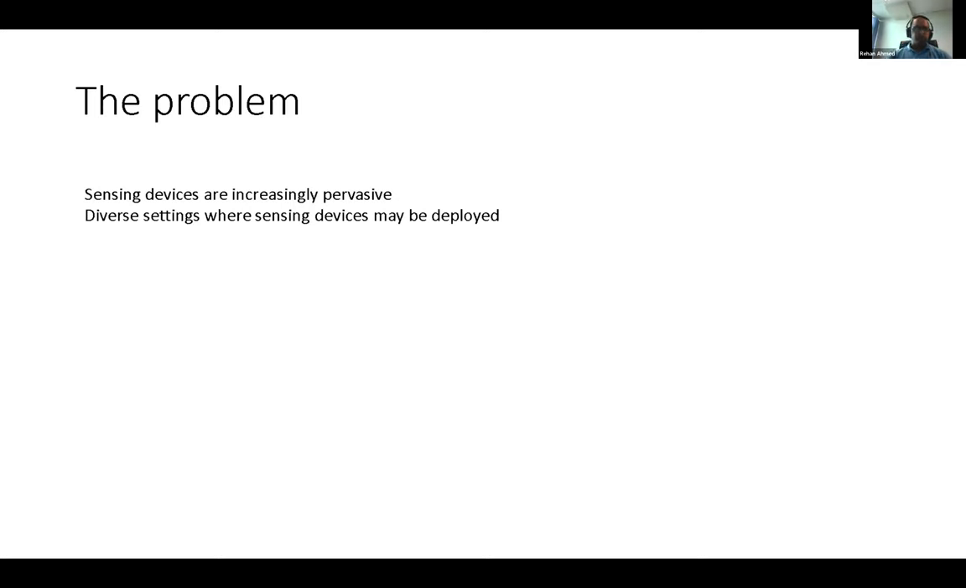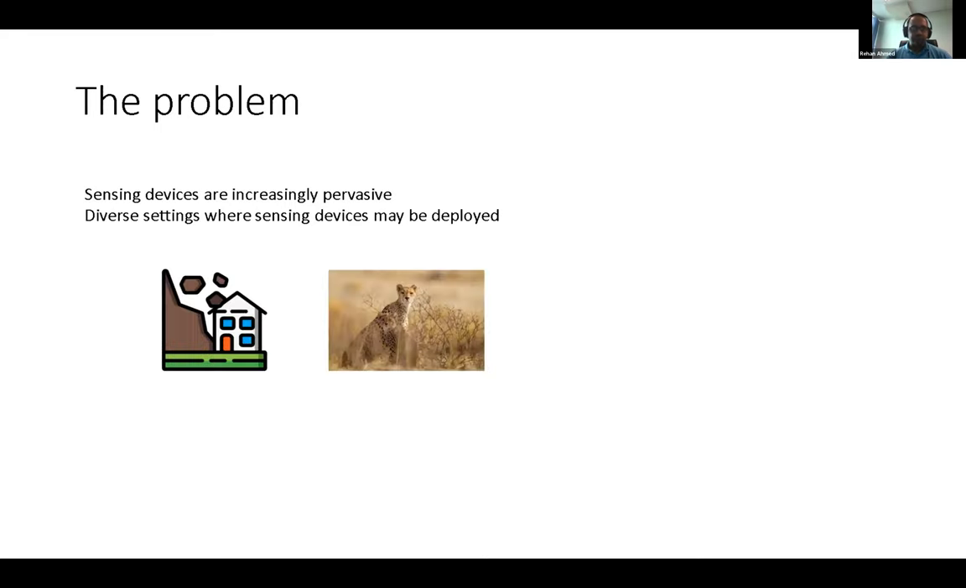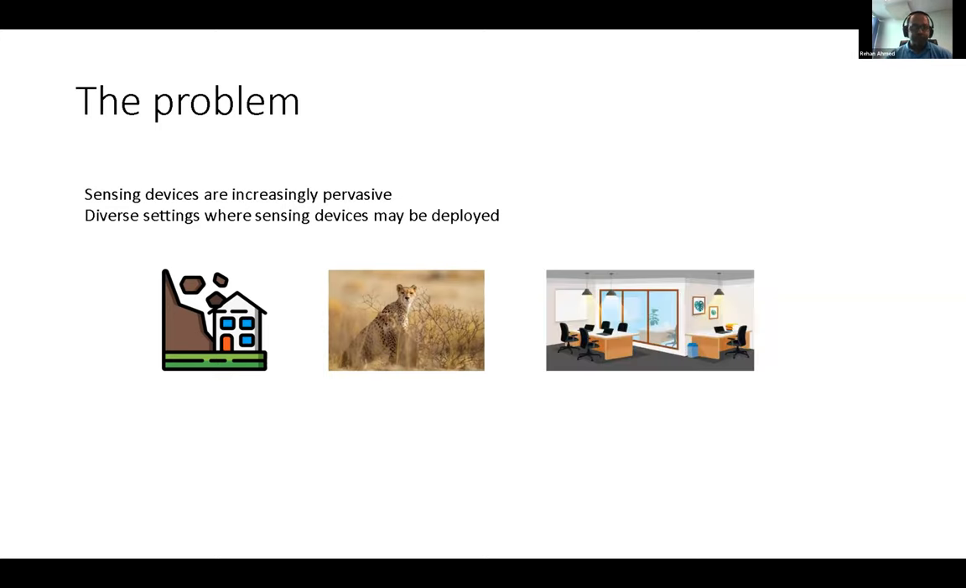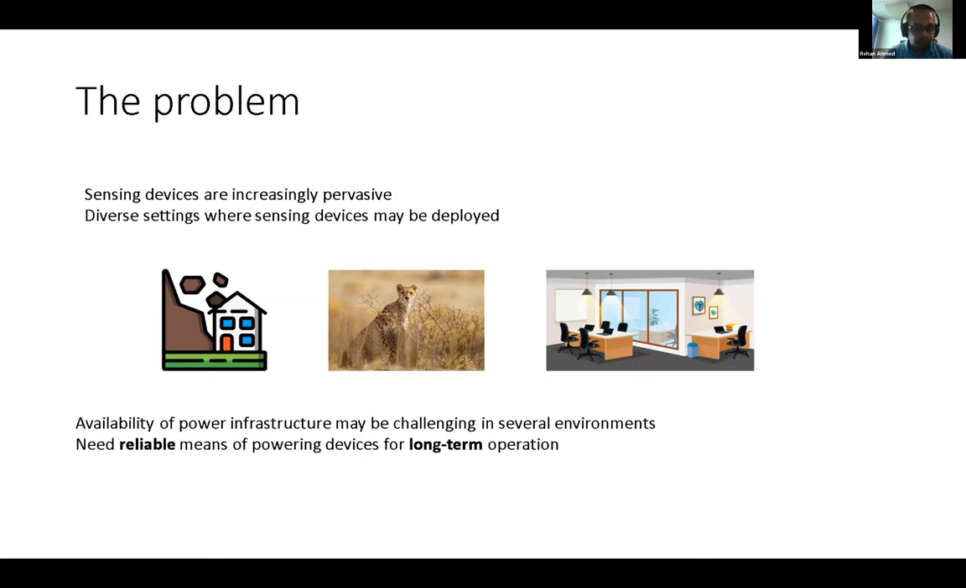So the premise is the following. We have now sensing devices in many diverse environments. And in some of these diverse environments, we cannot really assume the existence of a persistent and reliable source of power. In some other environments, this can be assumed, but in general, the problem holds. And what we want to do is basically power these devices for long-term operation using alternate sources.